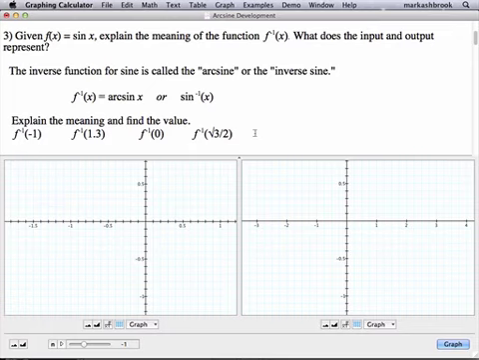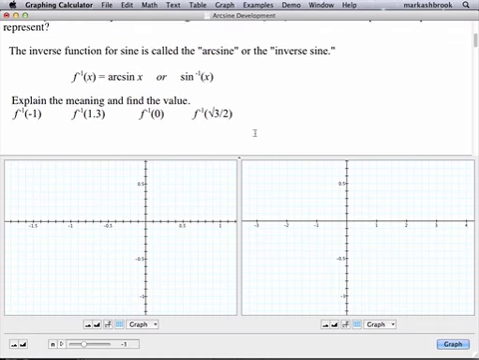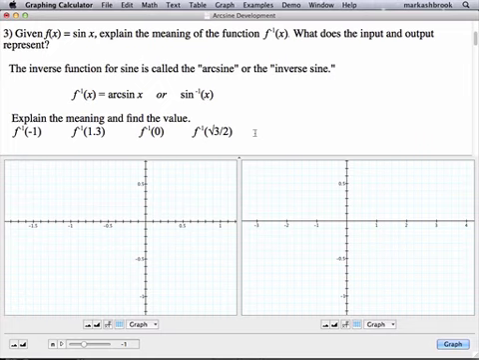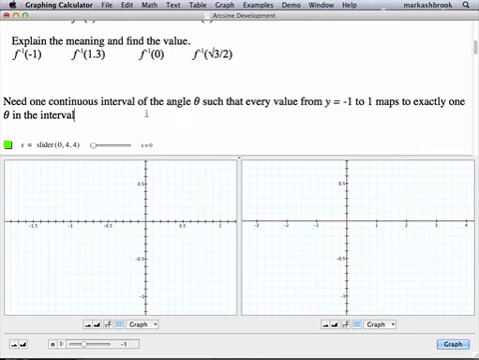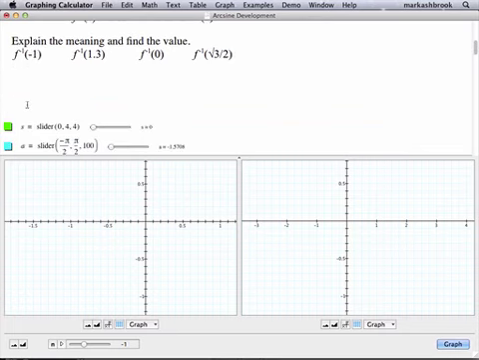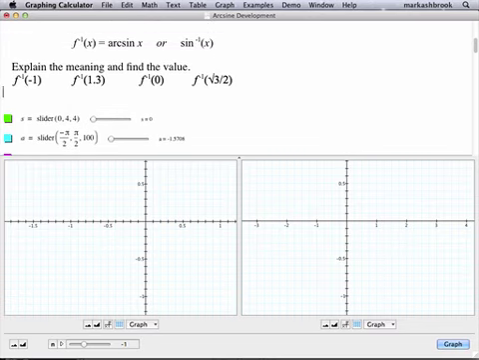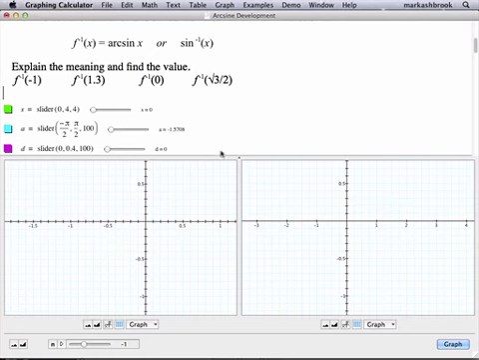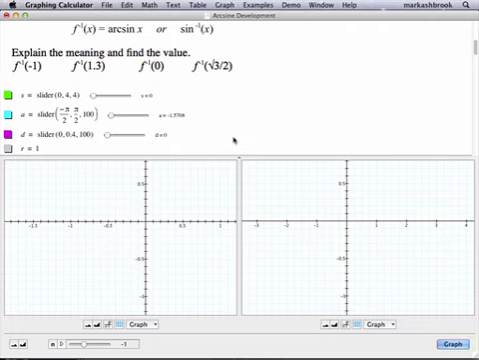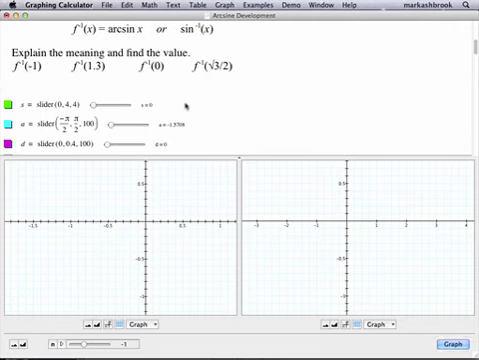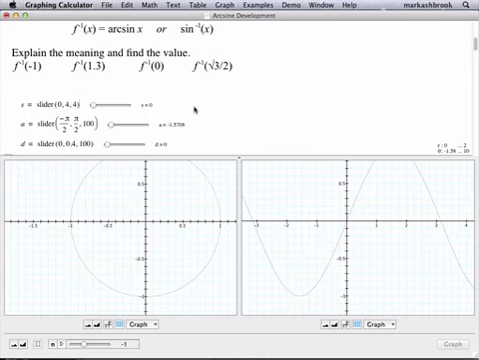So explain the meaning and find the value. Go. Does it show up now? Yeah, now it shows up. Good.